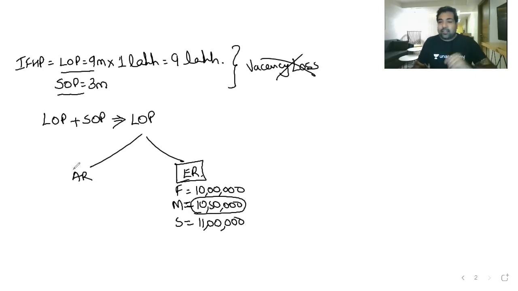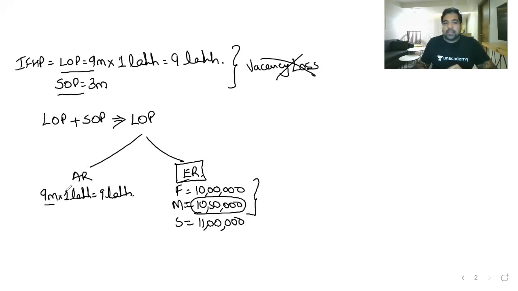My thing is, how do you calculate actual rent? In actual rent, for 9 months, you got 1 lakh rupees. So people say 9 lakhs is my actual rent, but that is not right because you are comparing 9 months with 12 months. So you also have to put 3 months into 0.